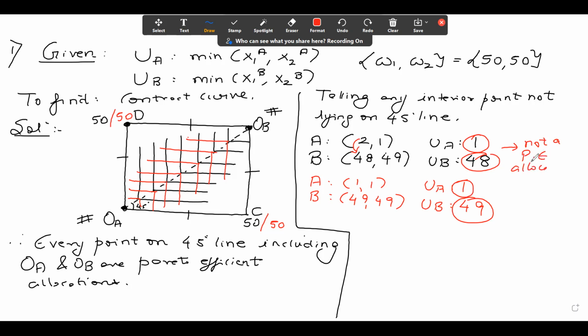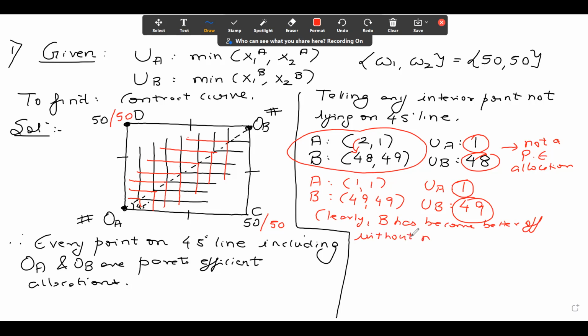This is not a Pareto. That means this allocation is not a Pareto efficient allocation, because when this exchange was made between A and B, you can clearly see that B had become better off without making A worse off. I can write clearly B has become better off without making A worse off. Hence, this allocation is not Pareto efficient.